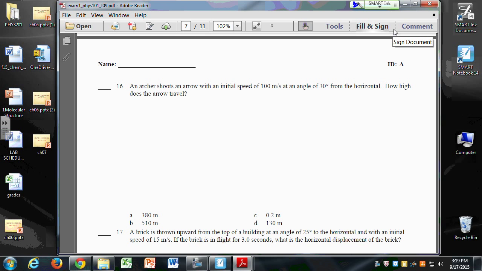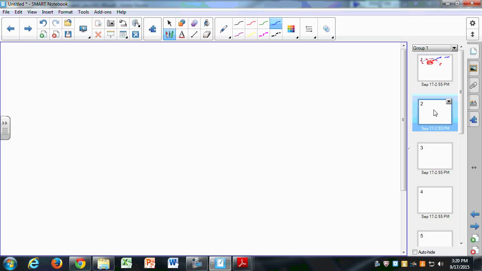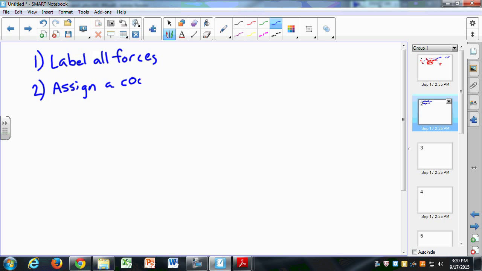Alright, let's remember the idea behind working force problems. The first thing you want to do is label all the forces. The second thing that you want to do is assign a coordinate system. It'll be obvious in most cases what the coordinate system is. Up is positive, down is negative, but you get to pick that. Assign a coordinate system.